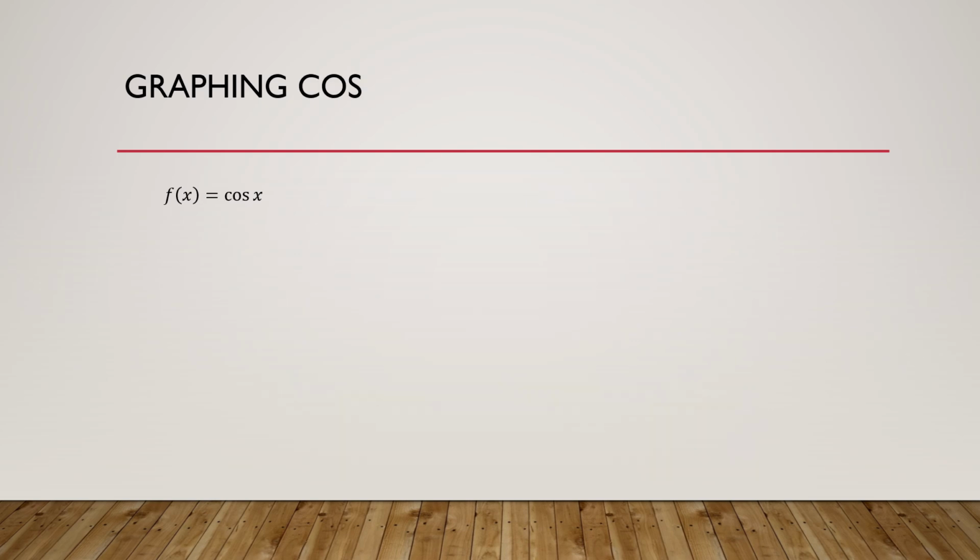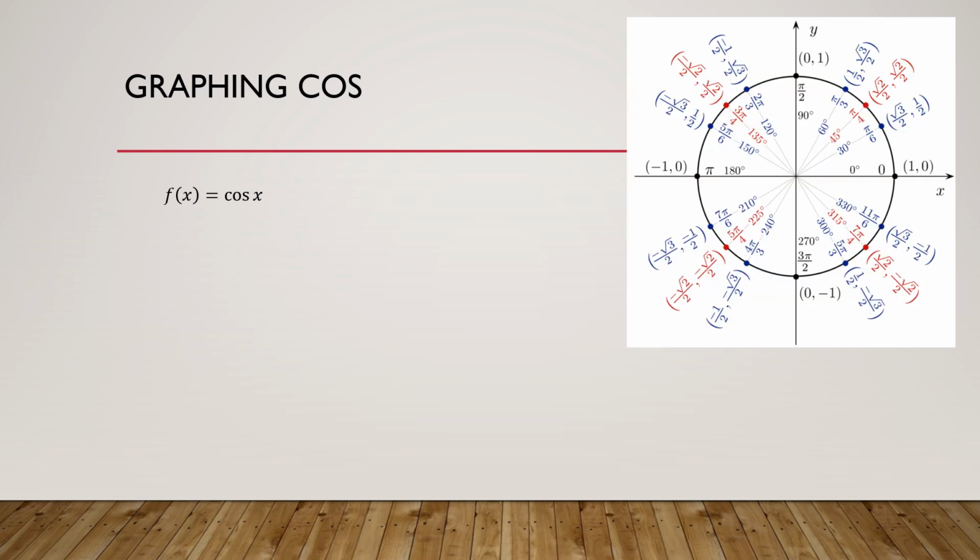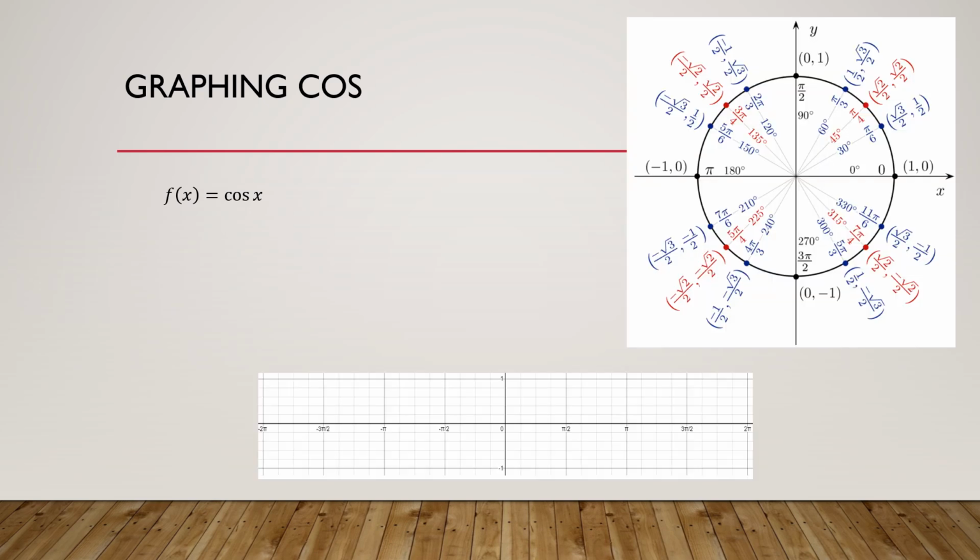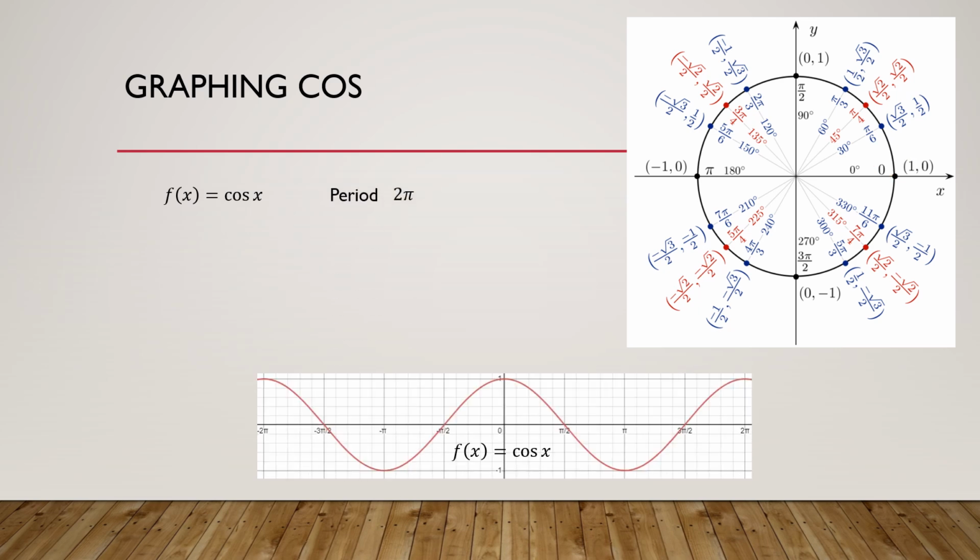Next, let's graph the function f of x is equal to cosine x. Referencing the unit circle again, we can graph cosine on a Cartesian grid starting with the values cosine 0 is 1, cosine pi over 2 is 0, cosine pi is negative 1, cosine 3 pi over 2 is 0, and cosine 2 pi is 1. Like the sine function, cosine has a period of 2 pi. Completing this cycle leads to a cosine wave covering the domain of negative infinity to positive infinity. This also leads us to the same range as sine, that of negative 1 to positive 1.